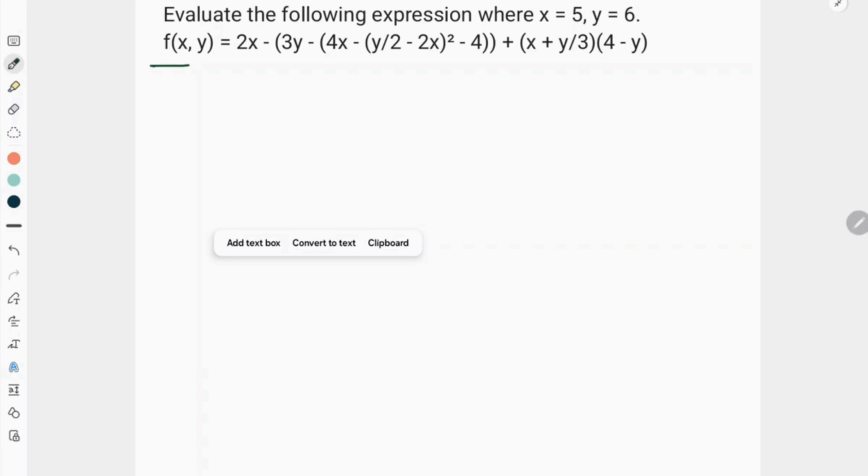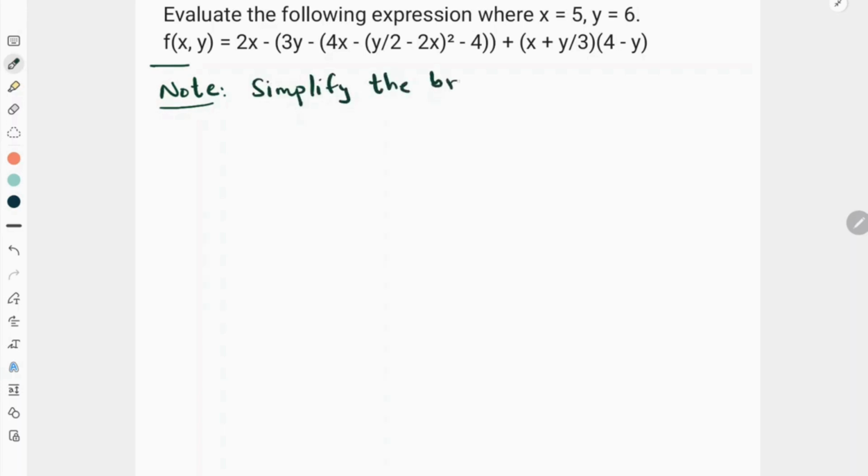If you forget everything else and want to remember just one thing, I'll write this down here. Simplify the brackets inside out. That means solve the innermost bracket first and then solve the subsequent outer brackets and so on. So let's see what I mean by this.